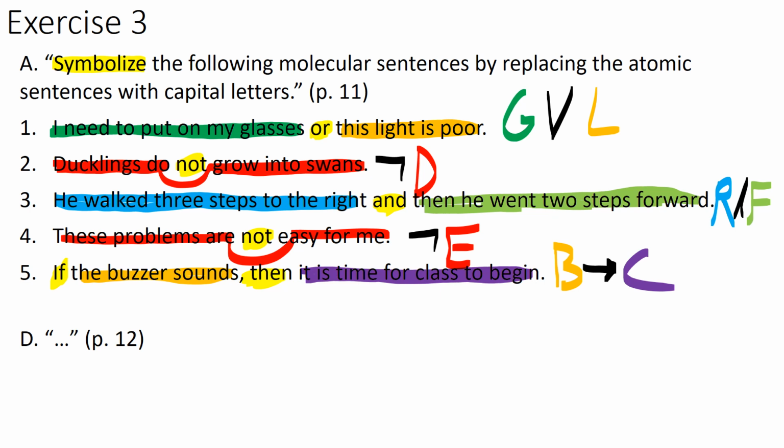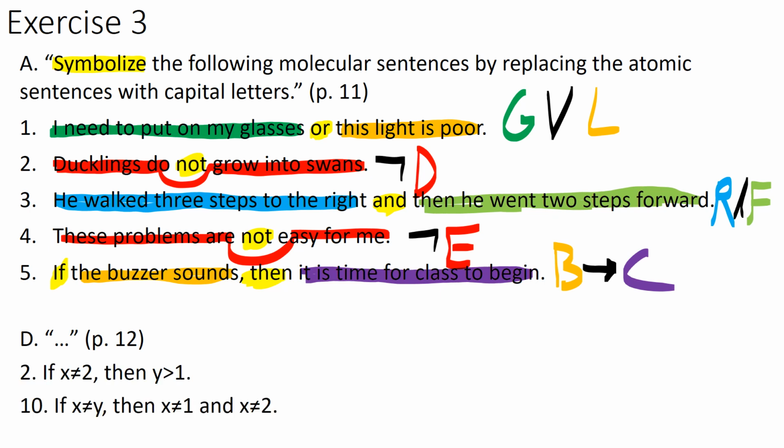Jumping ahead, let's look at part D of exercise 3 on page 12. It's the same idea. We're going to symbolize each atomic sentence with a capital letter, and then symbolize the sentential connectives. So, sentence 2, we have if x is not equal to 2, then y is greater than 1. We'll say that A represents x is equal to 2. We'll say that B represents y is greater than 1.